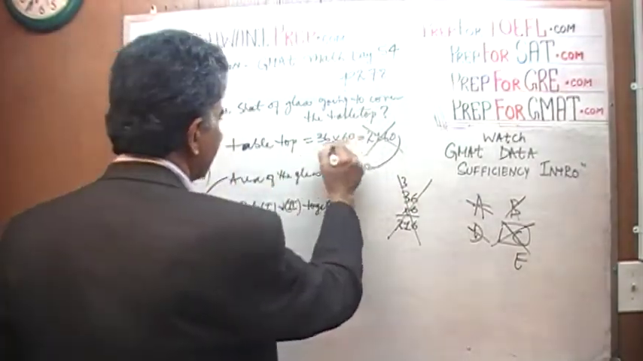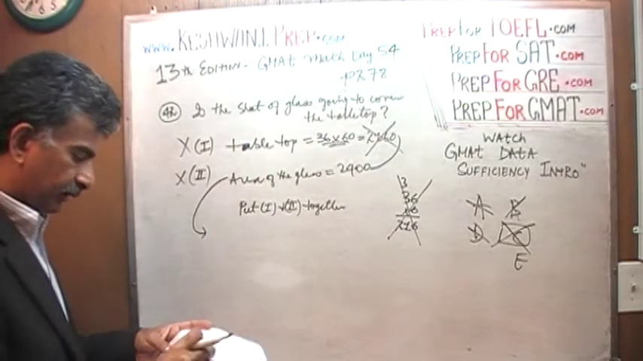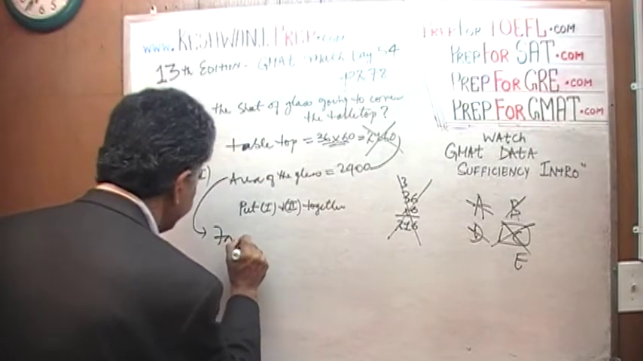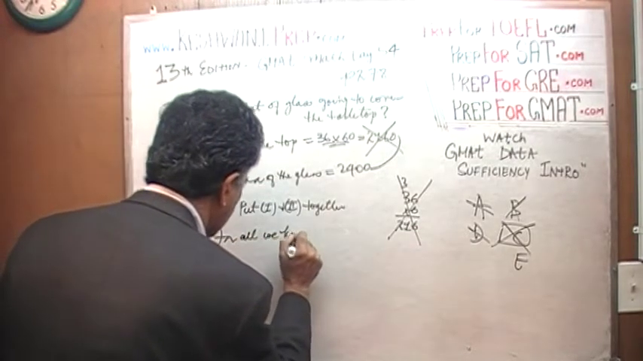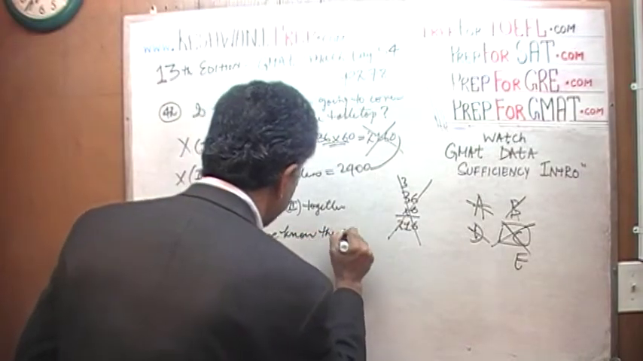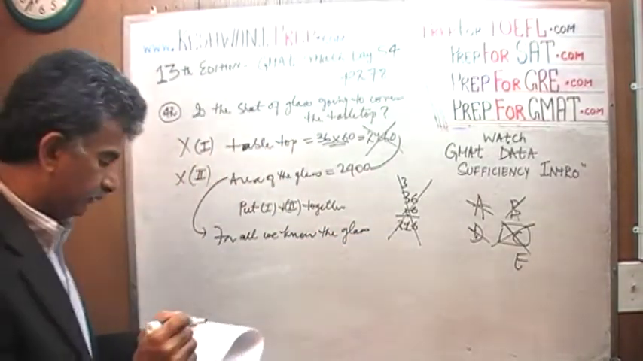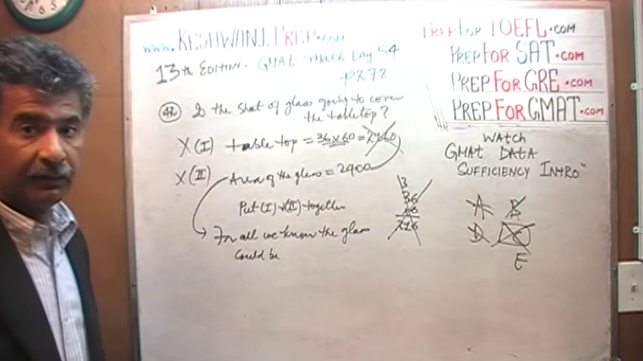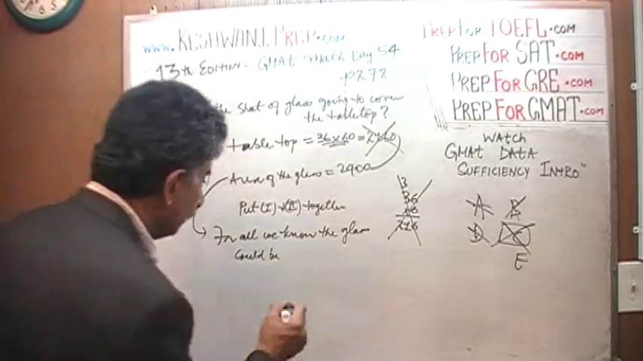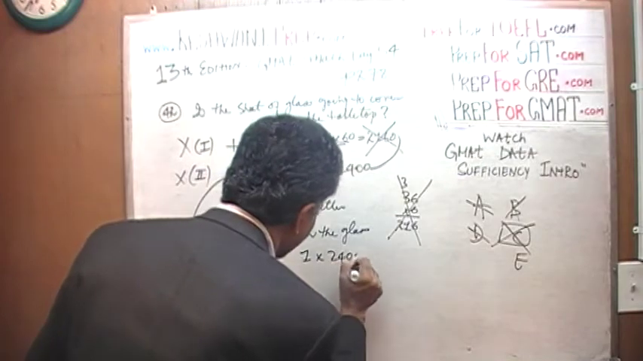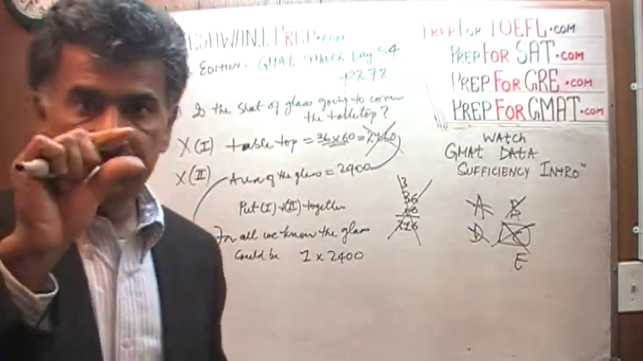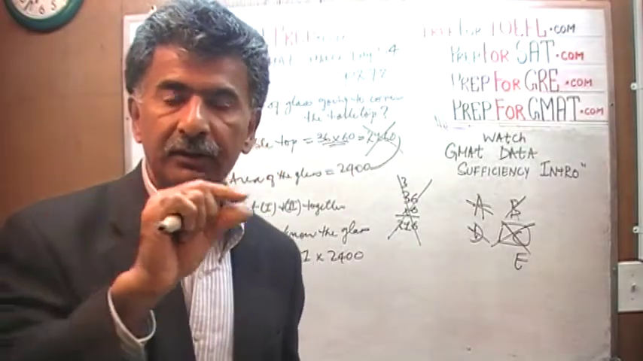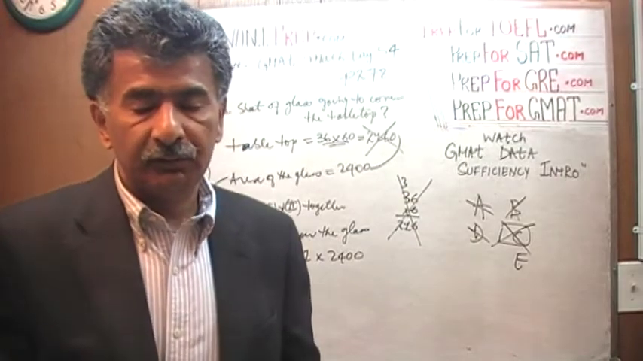and even though we know the dimensions of the tabletop, for all we know, the sheet of glass in question could be, since it says that the area of the glass is 2400 square units, simply 1 by 2400. In other words, it could be a thin strip of glass 1 inch wide and 2400 inches long. In that case, of course, it's not going to cover the tabletop.